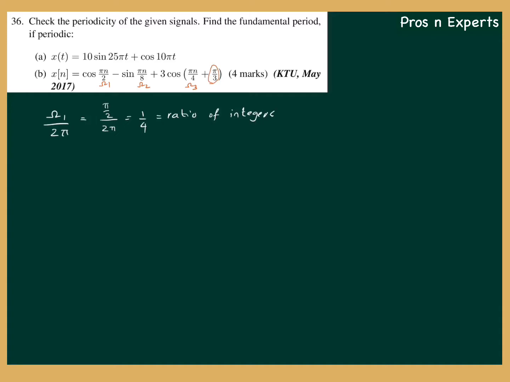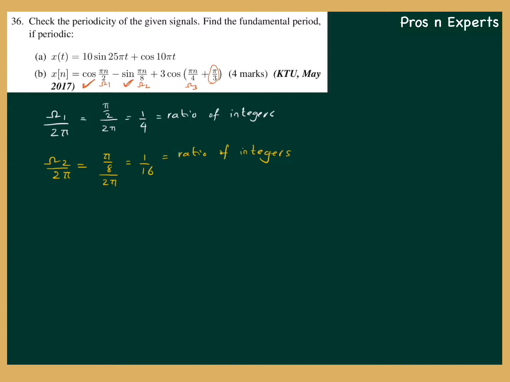So this term is periodic. Okay, next we take omega 2 divided by 2 pi. We will get pi by 8 by 2 pi, which will give you 1 by 16. 1 by 16 is again a ratio of integers. So that will help us to judge that the second term also is periodic.